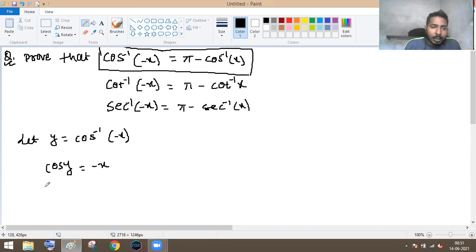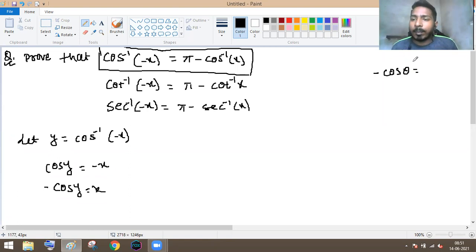So we will take minus to the cos side. So minus cos y equals x. And what is the formula for minus cos theta? Yes, students. And we know that we have a restriction. We have to think for the first, fourth and second quadrant. In the fourth, cos is positive.